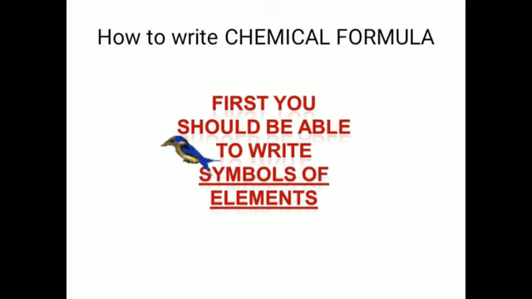How to write it? The very first step, you should be able to write the symbols of elements. I asked you to learn the first 20 elements, their symbols and their atomic numbers. Have you done it? If you have done it, that's very useful in this activity because you have to get the vocabulary of writing a formula. If you know the symbols of the elements, it would be a much easier activity for you.